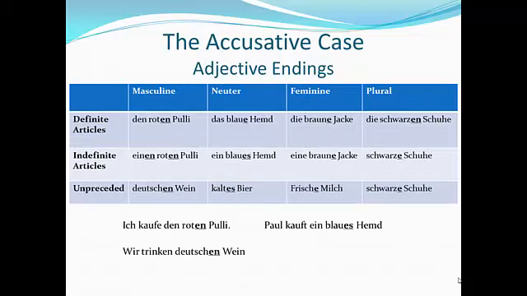These are nearly identical to the nominative case, except that the masculine ending is different. Remember, all neuter, feminine, and plural nouns are the same in the accusative as they are in the nominative. Just the masculine is different. Okay? Here are some examples. Ich kaufe den roten Pulli. Paul kauft ein blaues Hemd. And wir trinken deutschen Wein.